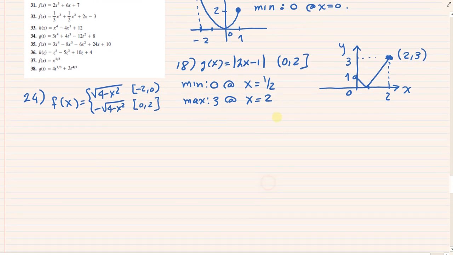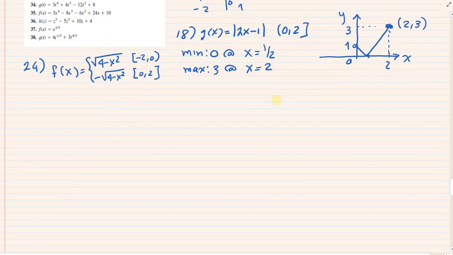Okay, so let's take a look at number 24 here. Now, in order to graph this one, number 24, let me actually write this. If we have y is equal to plus or minus square root of 4 minus x squared, we can square both sides and we get y squared is 4 minus x squared. Add x squared to both sides.